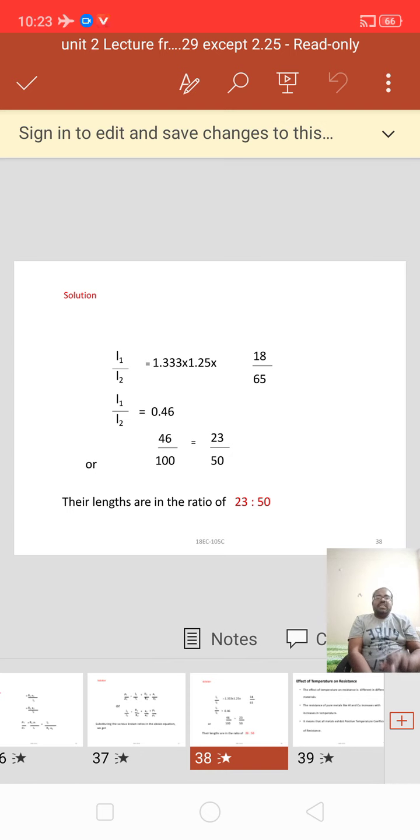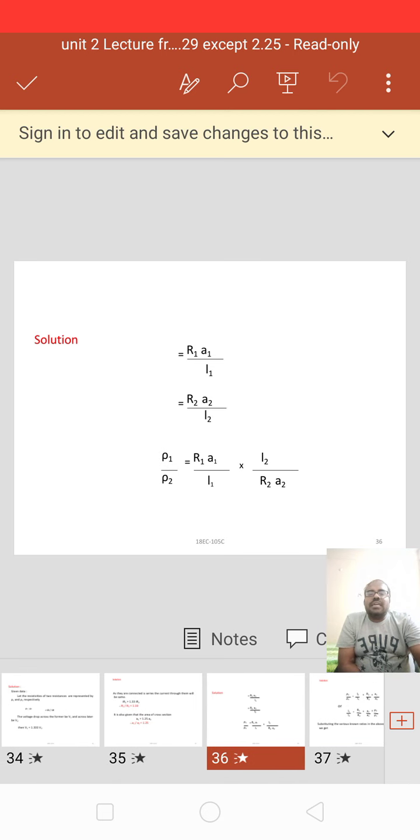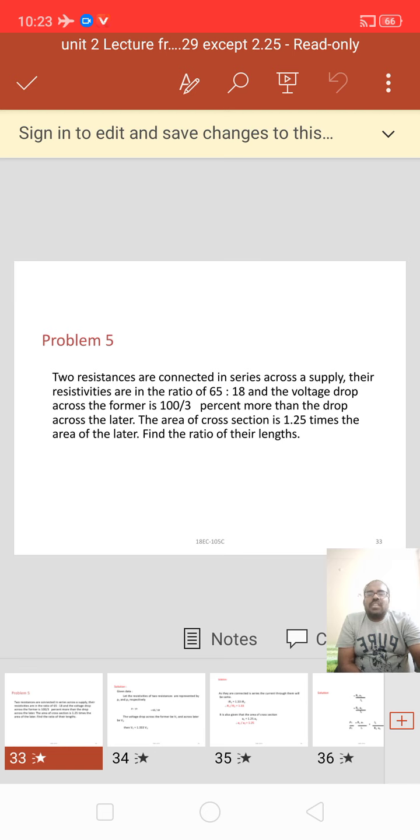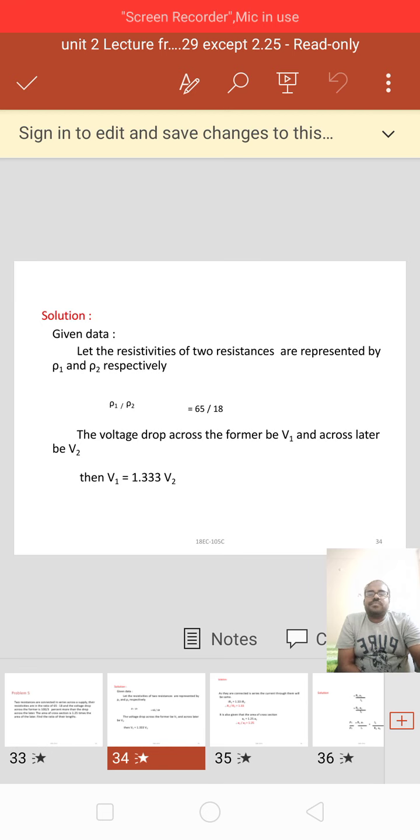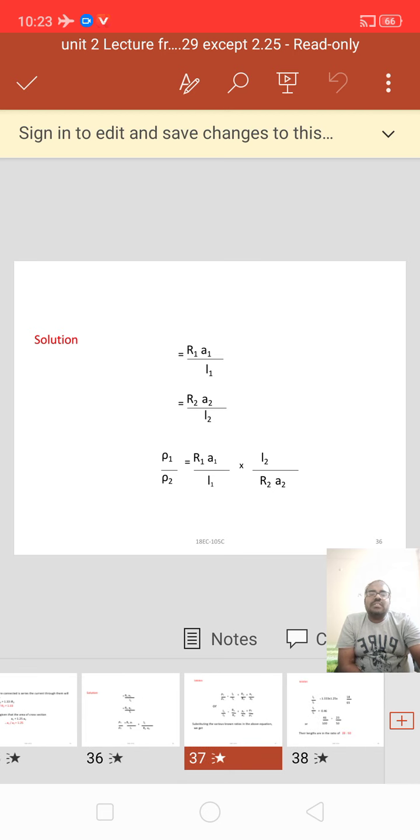Please go through it. It is simple, but it is having a typical concept. Please go through these slides and have a glance at them.